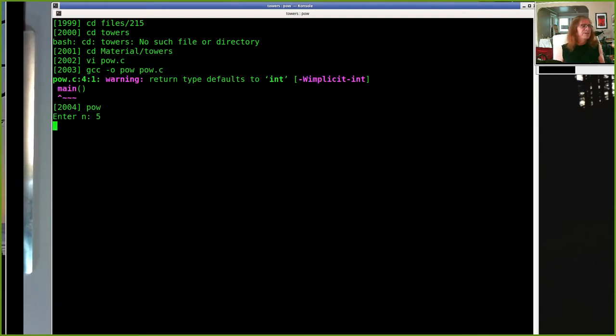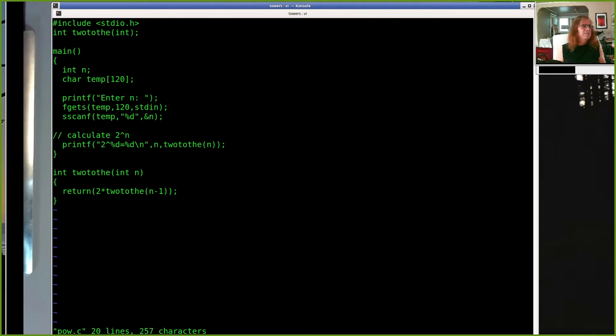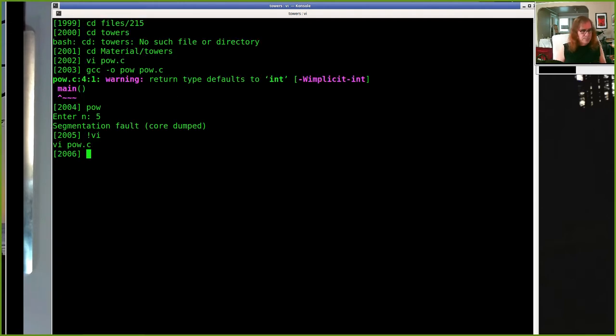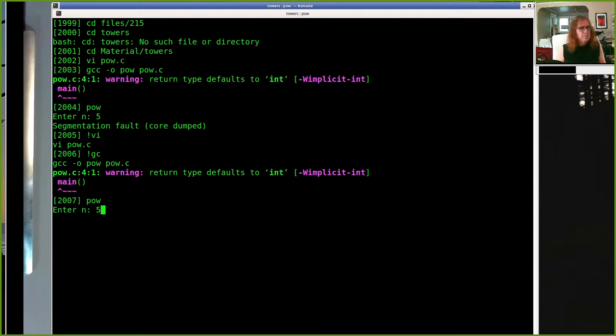So let's find 2 to the 5th. It's going to do a seg fault, right? So the problem here is that this never gets to an actual answer that it knows. It just keeps calling 2 to the n for smaller and smaller numbers. So we need our base case. So if n is equal to 0, return 1. That's our base case. Otherwise, return 2 times 2 to the n minus 1. Right? So now we can calculate powers of 2.